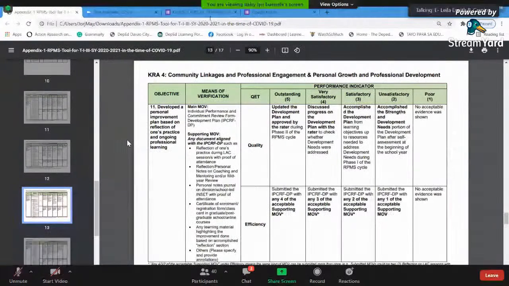Next, any learning material highlighting the improvement done based on the accomplished reflection section. Maybe your reflection will also be included in the end. You can use that. Others, you may think of another MOV or whatever you have available, just annotate it so that it answers objective 11.